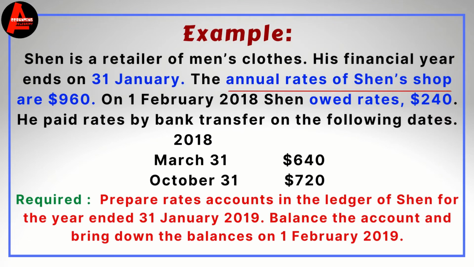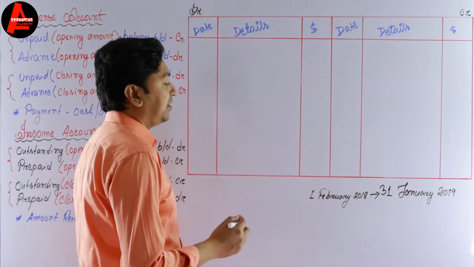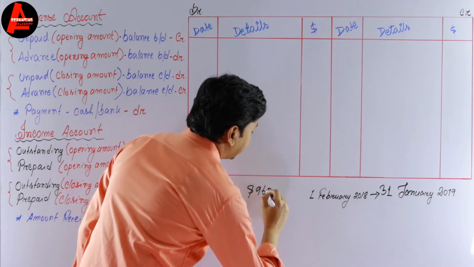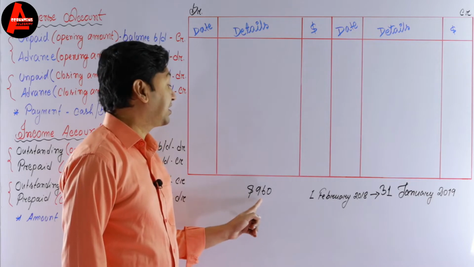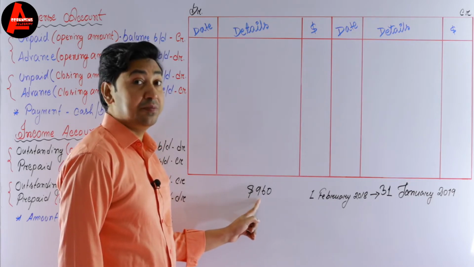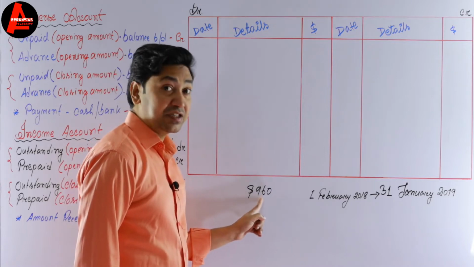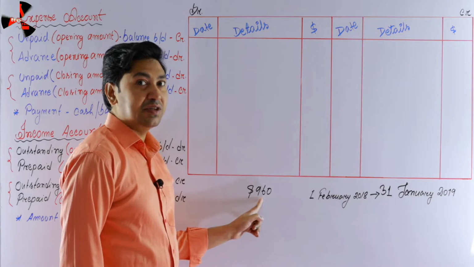The annual rates of Chen's shop are $960. So annually he paid $960. So this $960 is his expense. This is the rates for his business for the year. So you know this is an expense, so this expense will go to the income statement.